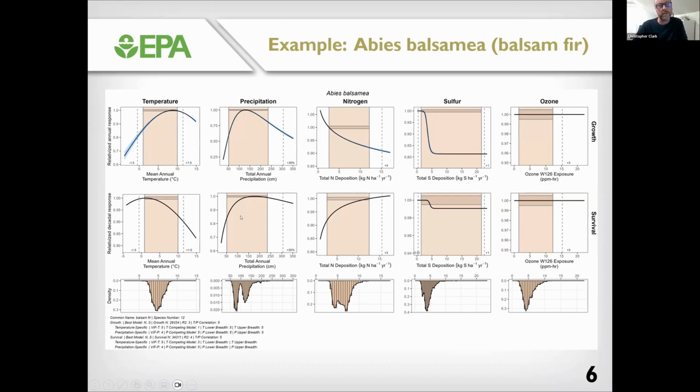This salmon color is the range of data in the FIA. And so you can just interpret this as the estimated relationship to these factors. It also appears to be sensitive to sulfur, but not to ozone. So that's just an example.